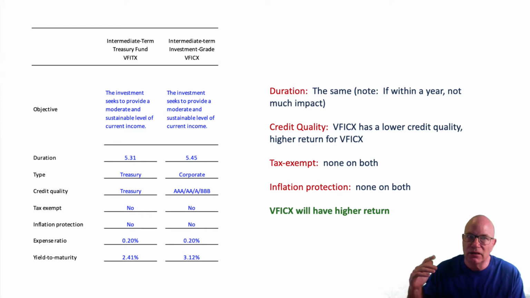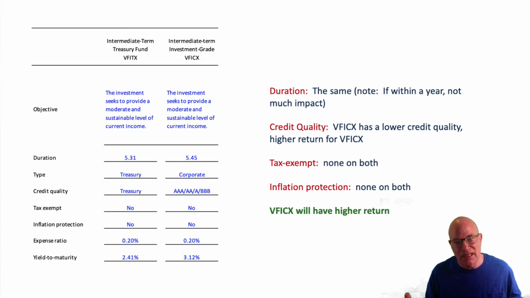VFITX has a duration of 5.31. Investment grade has 5.45. I would call those about the same, and particularly when we get bond funds with durations above 4 years, you can say if they're not a year apart, they're about the same. So in this case, even though the investment grade has a bit higher duration, I would not expect that to have much of an impact on yield to maturity.